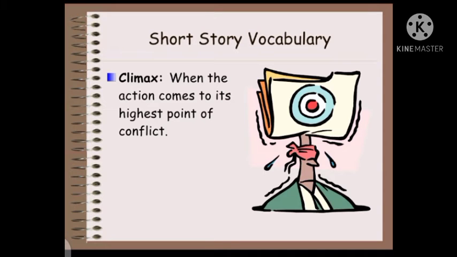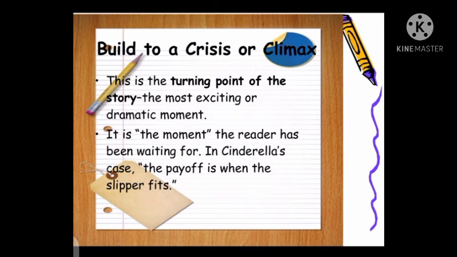The next component of story is climax. Climax is when the action comes to its highest point of conflict. This is the turning point of the story, the most exciting or dramatic moment. It is the moment the reader has been waiting for. In Cinderella's case, the payoff is when the slipper fits.